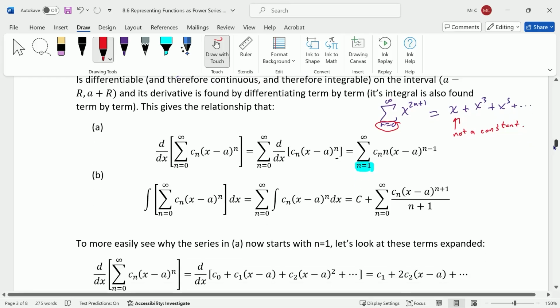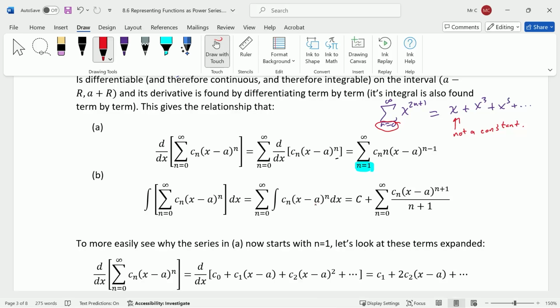Now, we take a look at integration, and that's a little more straightforward. The integral of the sum is the sum of the integrals. And so when I do that integration, I get c plus the sum of c sub n times x minus a to the n plus 1 over n plus 1. Notice both of these are polynomial expressions, so all of these are just the power rule, right? This is the power rule for derivatives, and this is the power rule for integrals.